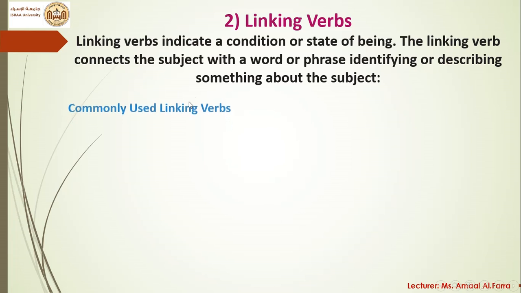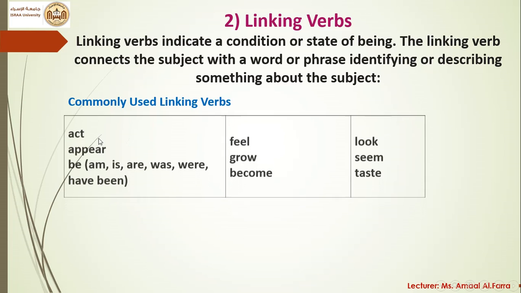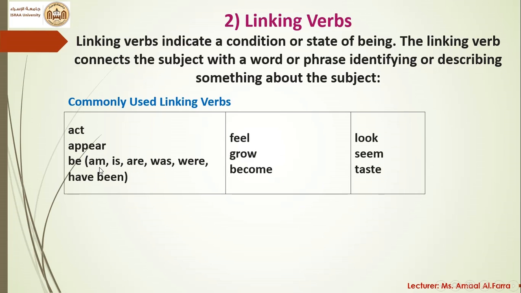Let's see the examples. Commonly used linking verbs are what? Act, appear, be, am, is, are, was, were. Be is the root, and am, is, are are in the present, was, were in the past, have been in present perfect. Feel, grow, become, look, seem, taste. These are also verbs of feelings, and they are stative verbs, not dynamic verbs. That is, they do not accept ing when they are used as linking verbs.